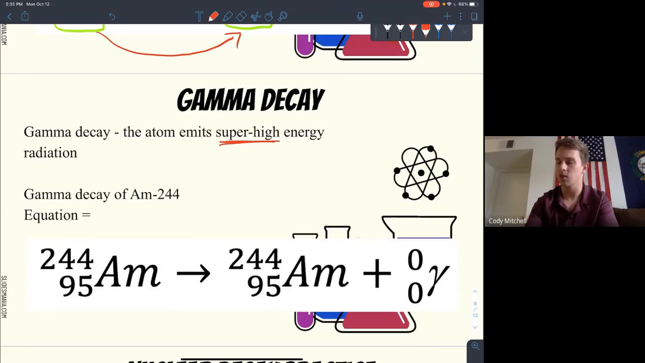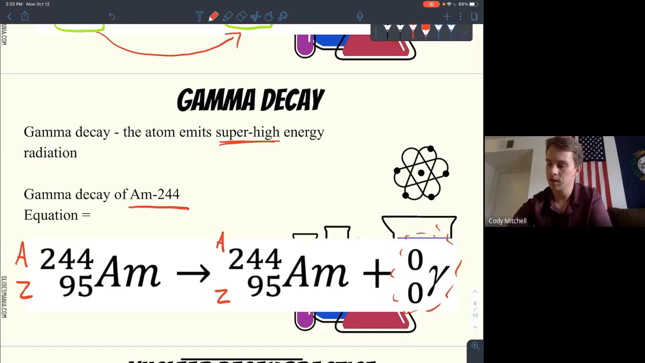So if we take a look at this equation right here, what happens is I start with an atom. In this case, I'm starting with americium-244. So it's got an atomic mass of 244, an atomic number of 95. This is going to decay. It's going to break down. But on the right side, I'll still have the same atom with the same atomic mass, the same atomic number, but it's emitting this radiation called gamma radiation.